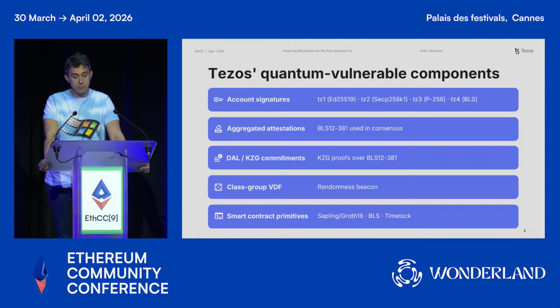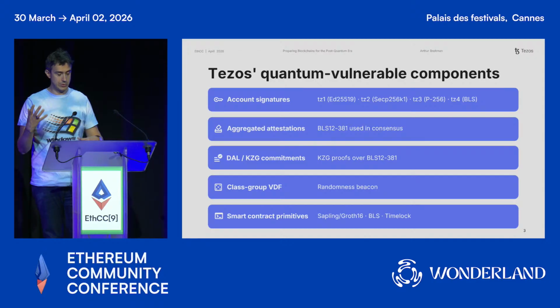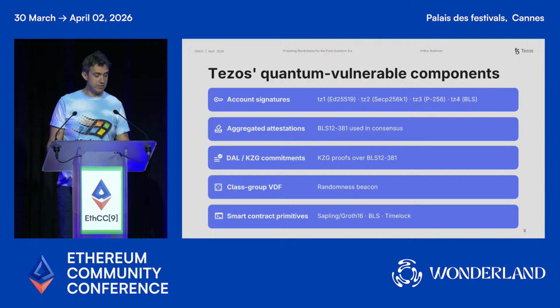And then we have some smart contract primitives which are available for smart contract developers, like an integration of the Sapling protocol for privacy-preserving transactions. We have direct access to BLS and pairing-based primitives. We have time lock primitives for people who want to build contracts which are secure against MEV. So all of these primitives are dependent on some quantum vulnerable component.